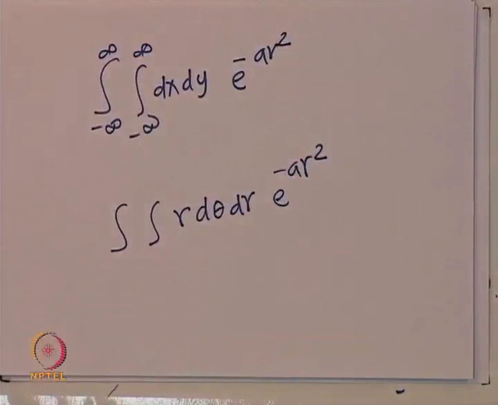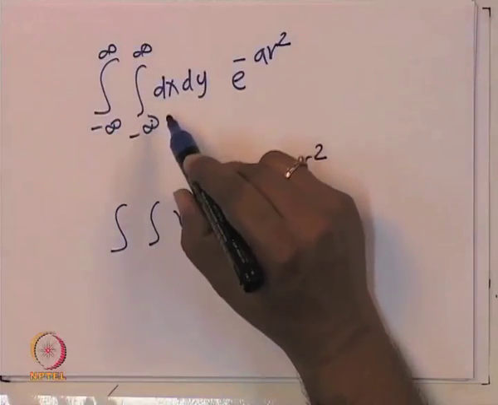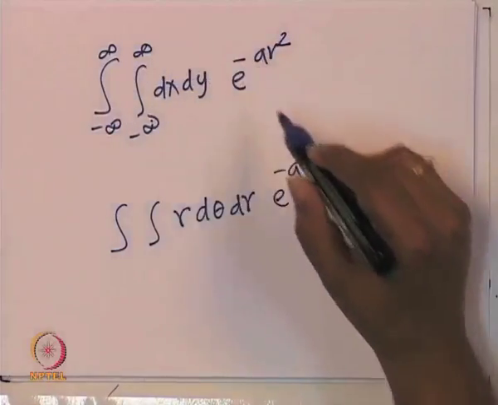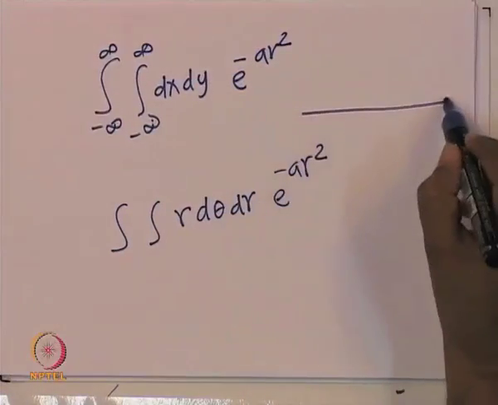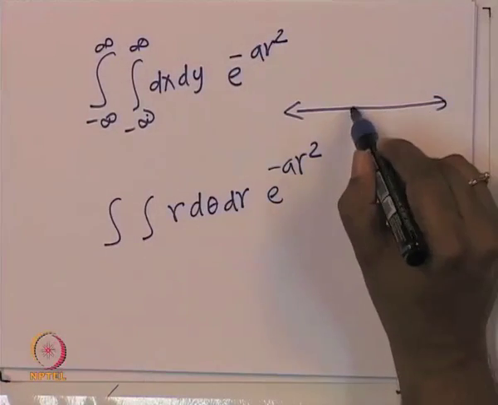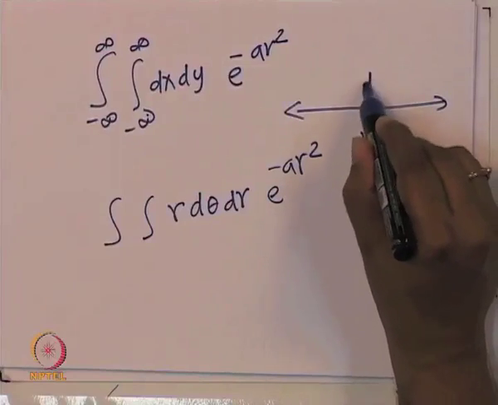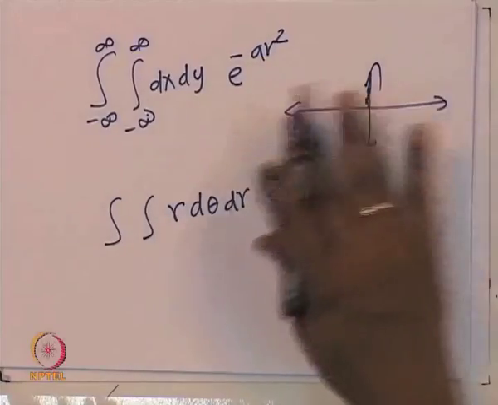Now, think about it. We have to decide what the limits are here. When it was x and y, the limits were minus infinity to infinity. What does it mean? x will go all the way from minus infinity to plus infinity, and y will also go from minus infinity to plus infinity throughout this plane. So, this integral was throughout the plane.